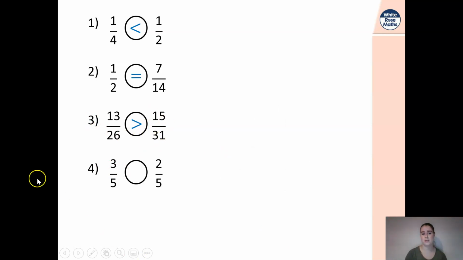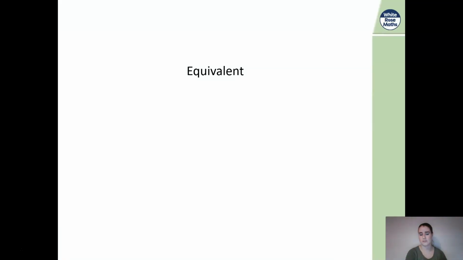3/5 and 2/5, well, we know that our denominators are the same, so we're looking at our numerators. 3 is bigger, so that makes 3/5 the biggest number. So well done if you got those correct.